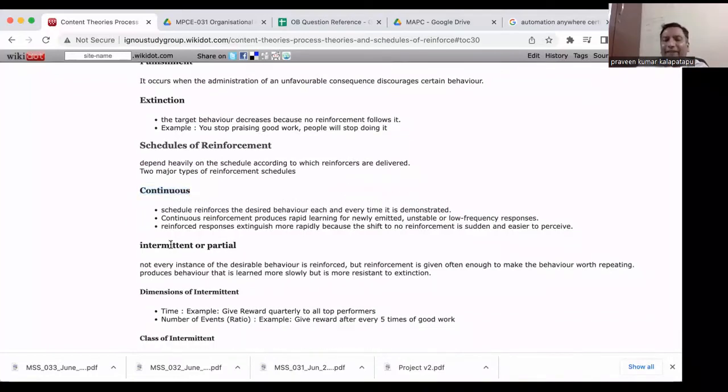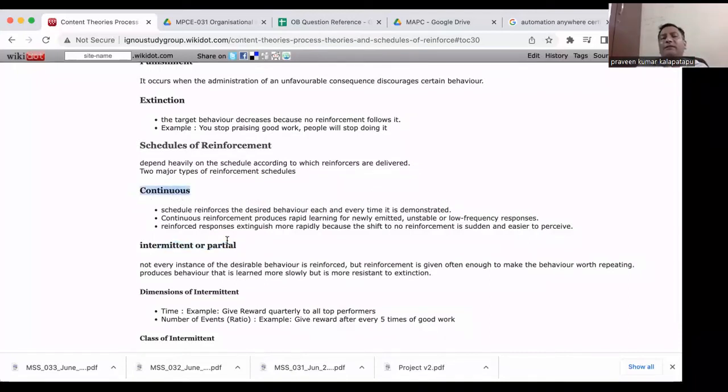The other way is intermittent. I might wait for a certain time. Let him fix 10 defects and then I'll give. Or else I will say every quarter I will give a prize to the person who fixed the maximum number of defects. So this is intermittent or partial. It is not continuous, it is rather partial. And what theory says is, this intermittent is a better way of reinforcement when compared to continuous.